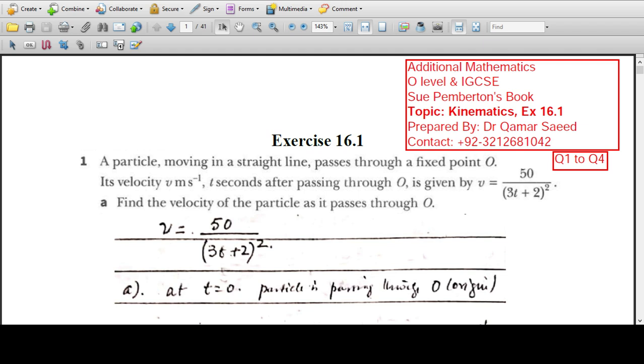Bismillahirrahmanirrahim. In this session, we will discuss exercise 16.1 from additional mathematics course for O-level and IGCSE students. And this exercise is taken from Sue Pemberton's book, and the topic is Kinematics, exercise 16.1.